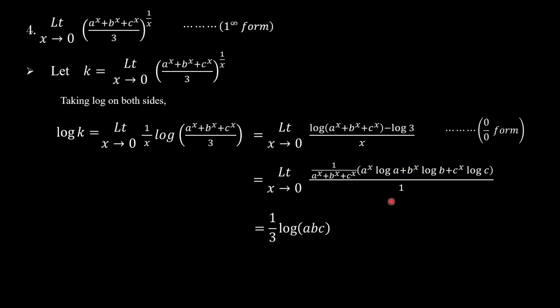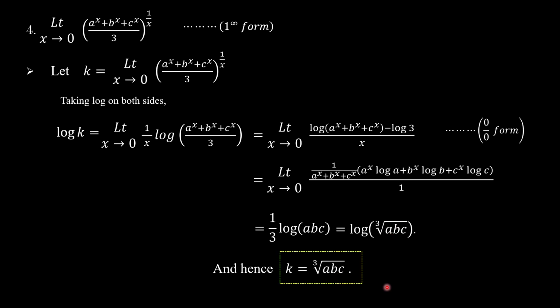And by applying the limit, we will get log k is equal to 1 by 3 into log of ABC, or log of cube root of ABC. Hence, k is equal to e to the power log of cube root of ABC, which is equal to cube root of ABC. Next problem.